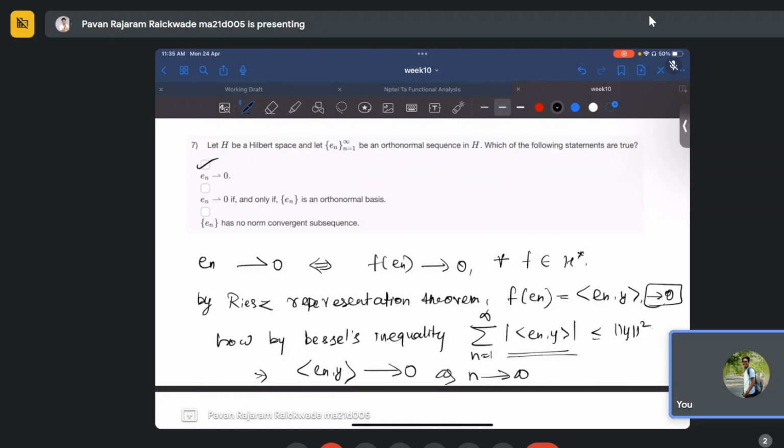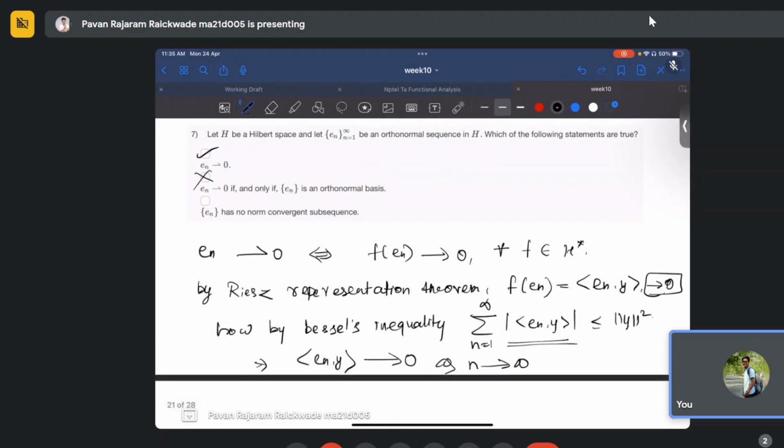And how about option 2? The first option is true, so there is no point in checking the second option, because it says if and only if En is something, but there is no condition on En, so the second is not true. Just an orthonormal sequence is enough because Bessel's inequality needs only that.